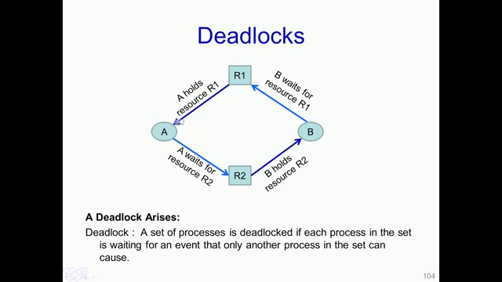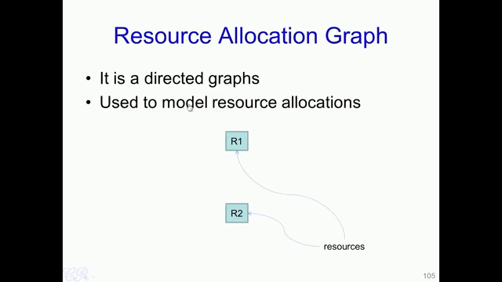Now, in order to study deadlocks, we use graphs like this. These are known as resource allocation graphs. Resource allocation graphs are directed graphs used to model the various resource allocations in the system and thereby determine whether a deadlock has occurred or a deadlock is potentially going to occur, and so on. In this directed graph, we represent resources by a square. For instance, R1 and R2 are resources and they are represented by the squares as shown over here.